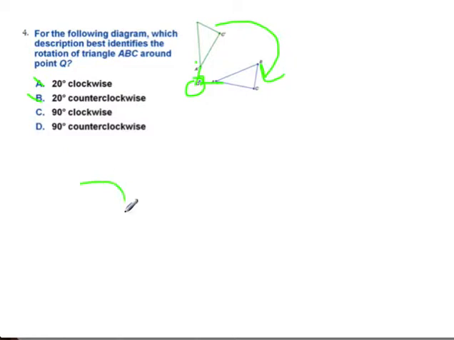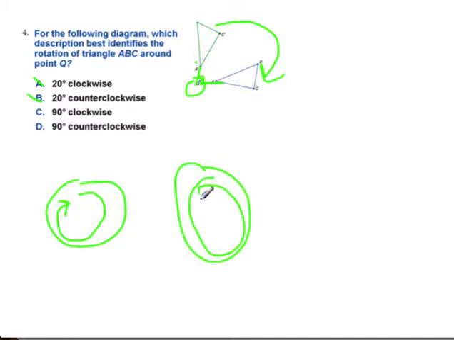So think about the way a clock works. Okay, a clock is going to go around this way. So that means that's clockwise. If it's going around the same way as the face of a clock would, that's clockwise. If it's going the other way, that would be counterclockwise. So since we're going the same direction of a clock, it's 90 degrees clockwise.